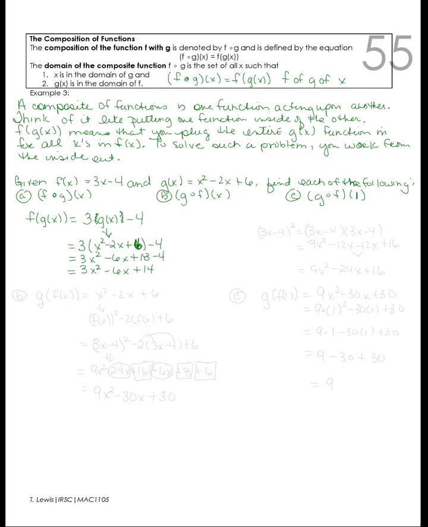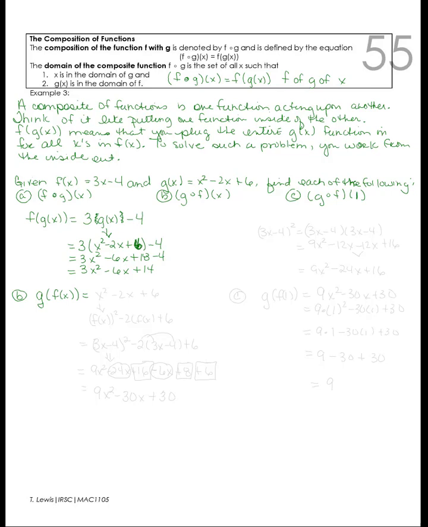Now, for B, we're going to do the opposite. G of f of x, where the function that we're going to work first is inside, the f of x. Now our main function will be the g of x. So wherever we see x in the g of x, with the x squared minus 2x plus 6, we're going to substitute this expression of 3x minus 4 into the g of x equation.